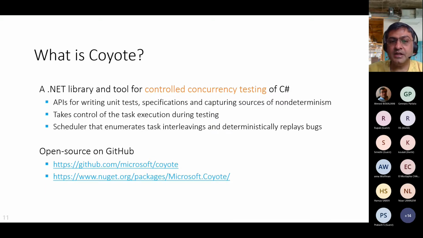So Coyote is completely open source. You visit the website, use it, check it out. You'll find more content there.